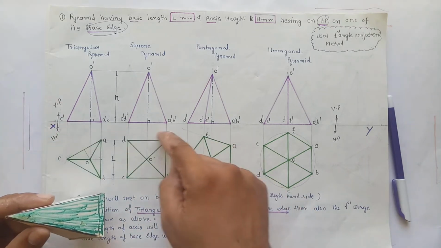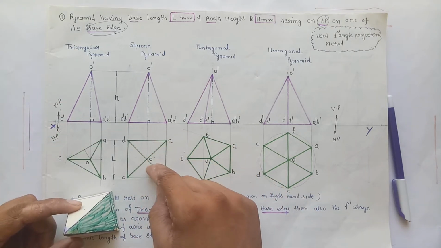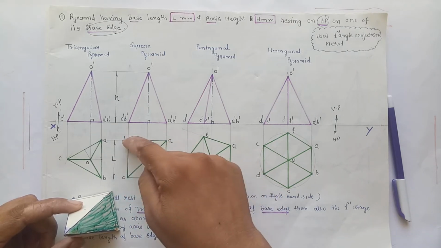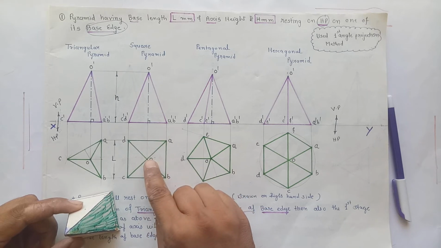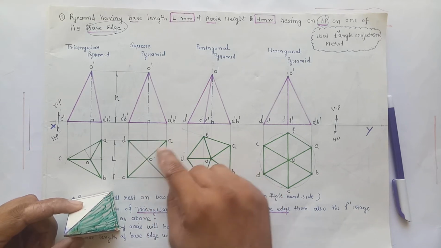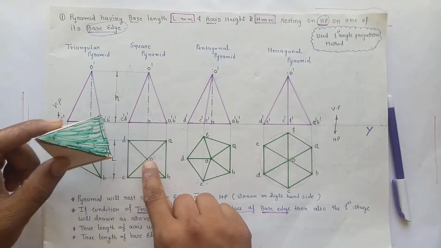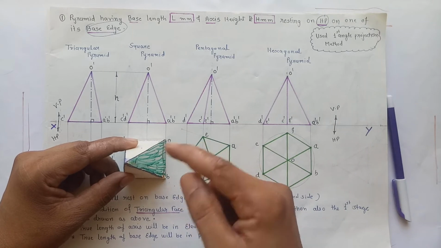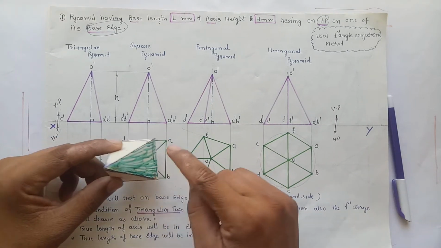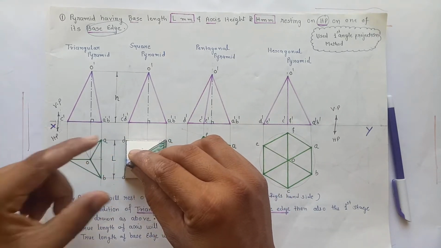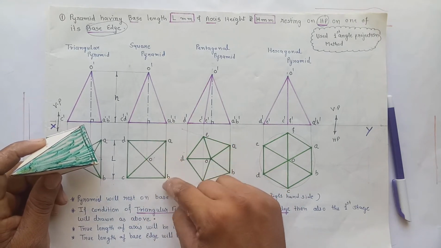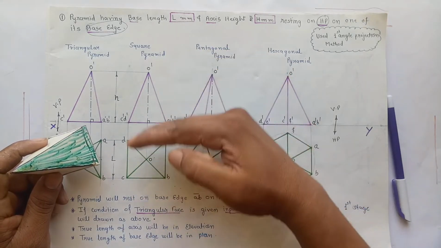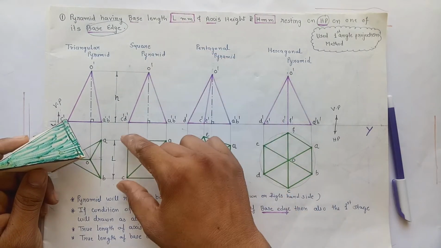For that we have to find out the center of the square. So to find out the center of the square, we have to draw the diagonals of the square, and the intersection of the diagonals will give us the center of the square. So after finding the center, this point O is the top view of the apex point or axis. Join the apex point to each and every corner of the top view. So OA, OB, OC and OD will be the top view of the slant edges. I have taken the base edge length as L mm.